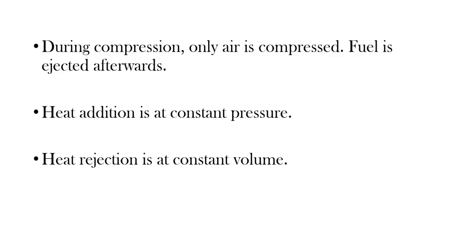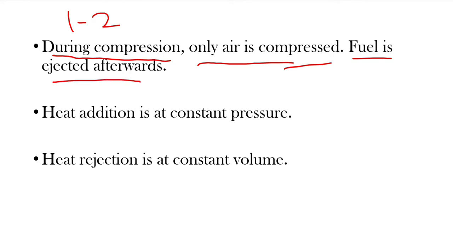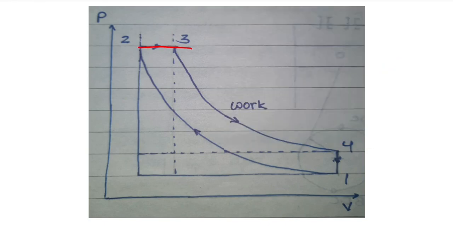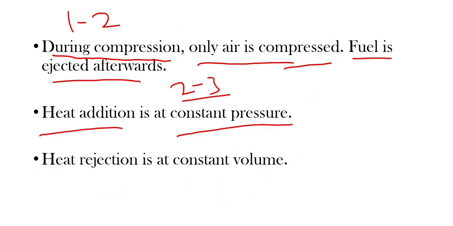Now there are some peculiarities about the diesel cycle. During compression, from 1 to 2, only air is compressed. Fuel is injected afterwards, from 2 to 3. Heat addition is at a constant pressure. In this graph, we see that the heat addition from 2 to 3 takes place at a constant pressure. And see here, heat rejection is at a constant volume. That is our last point.